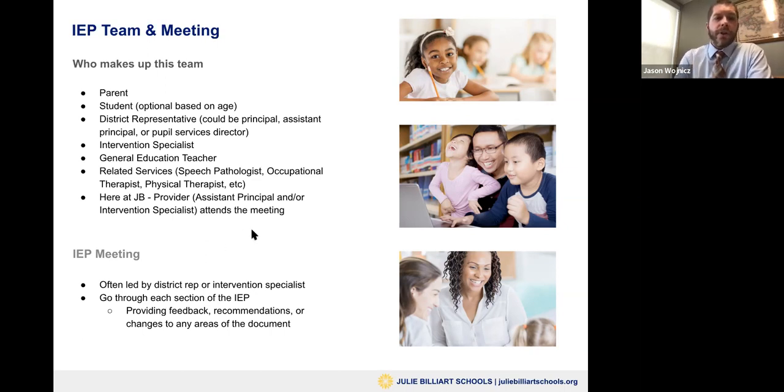You're going to have a district representative. This could be a principal, an assistant principal, the pupil services director of your school. The intervention specialist is going to play a big role in the IEP process. Certainly if the child has an academic goal or a behavioral goal, oftentimes the intervention specialist is the one managing that goal. And so they're going to be talking a lot during the meeting as well.